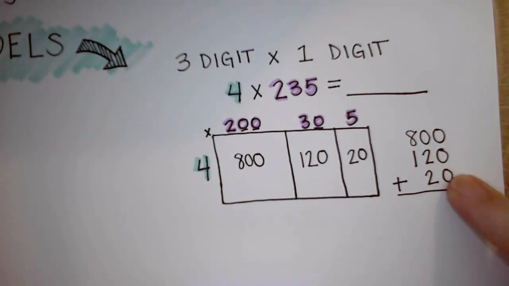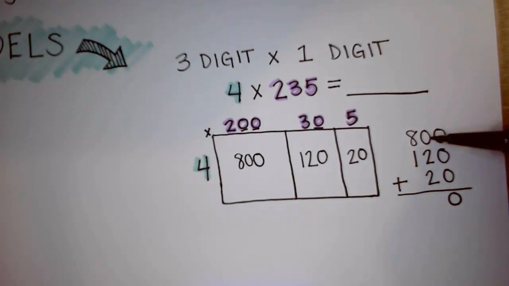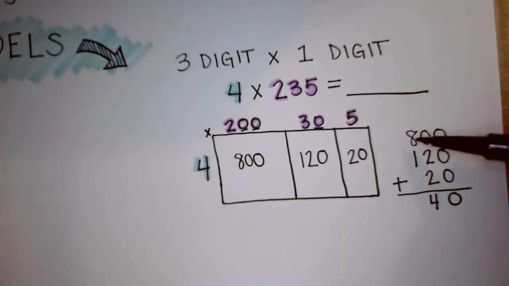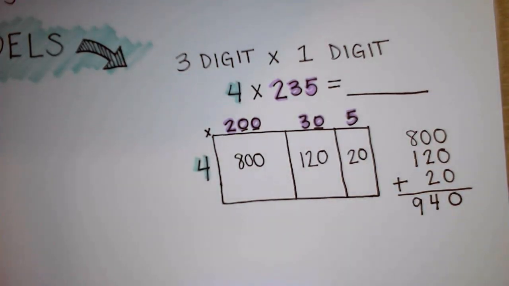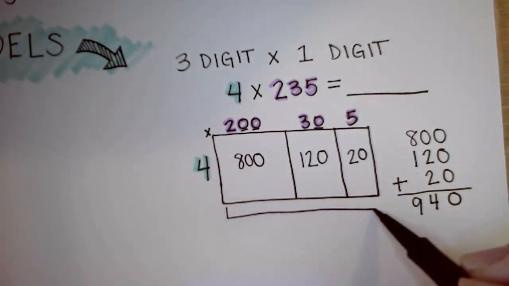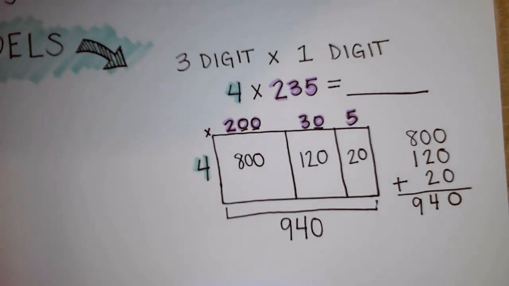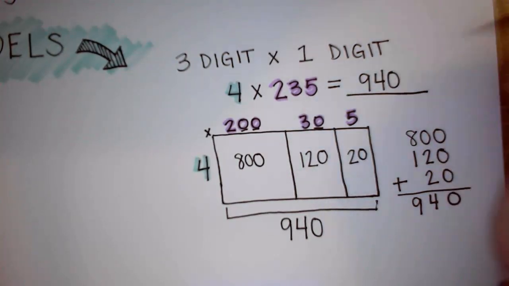Starting in my ones column, I have all zeros, so I know that I'm just going to drop that 0. In my tens, I have 0 plus 2 plus 2 more makes 4. And in my hundreds, I have 8 plus 1 equals 9. So my final product, or this whole entire area of my rectangle, is 940. So therefore, 4 times 235 is 940.